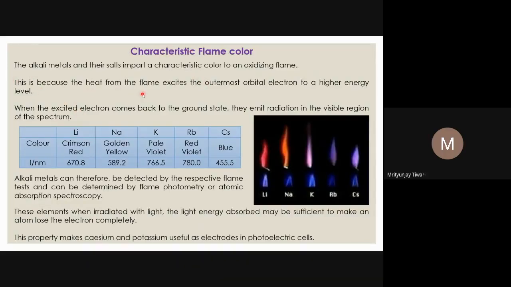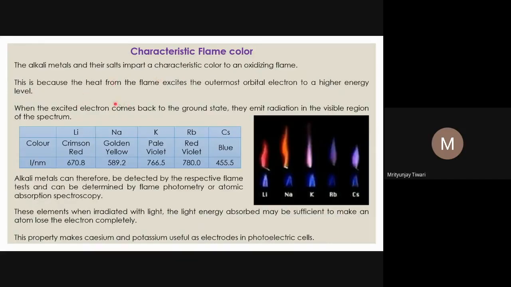This is because the heat from the flame excites the outermost orbital electron to a higher energy level. When the excited electrons come back to the ground state, and you should remember the outermost electron goes to a higher energy level, that energy gap is not that big, as it would be if this was a pure cation. In the case of a pure cation, the energy gap is very high, because the outermost electron is already removed.